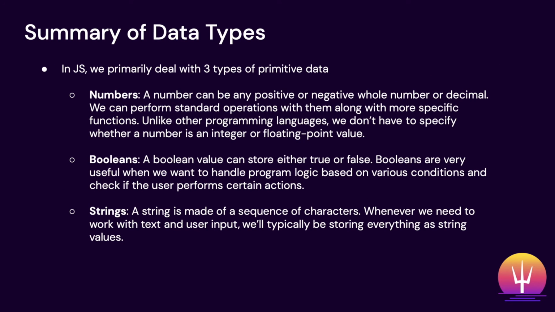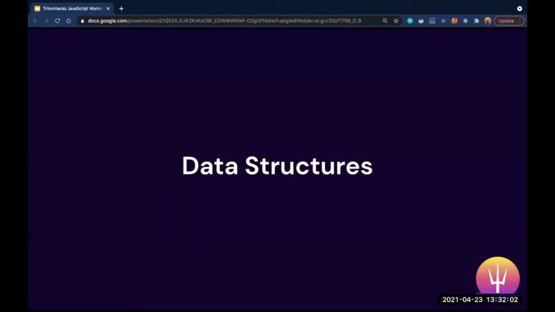So to summarize, in JavaScript, we primarily deal with three types of primitive data. Numbers, where a number can be any positive or negative whole number or decimal. We can perform standard operations with them along with more specific functions. And unlike other programming languages, we don't have to specify whether a number is an integer or a floating point value. Okay, let's move on to data structures.